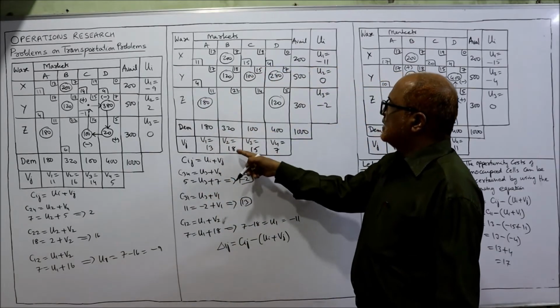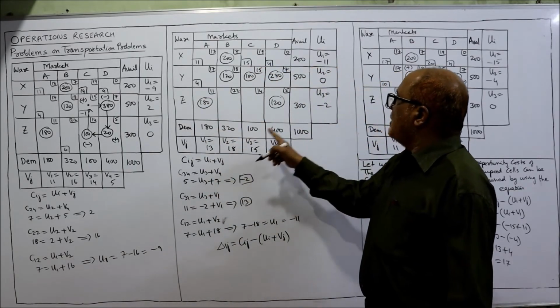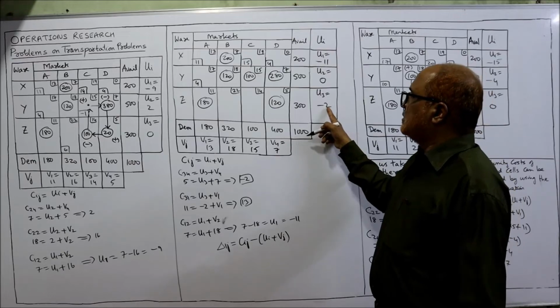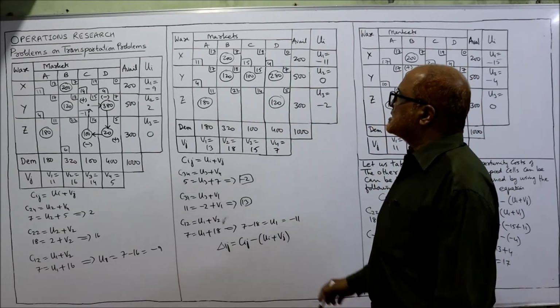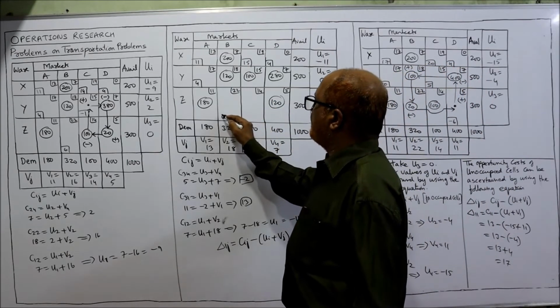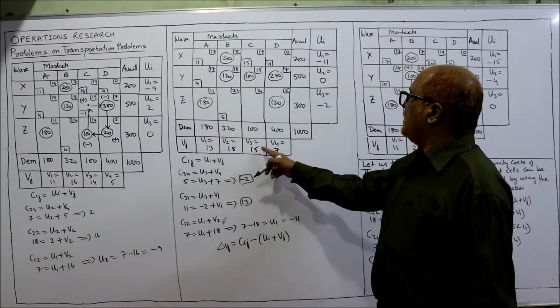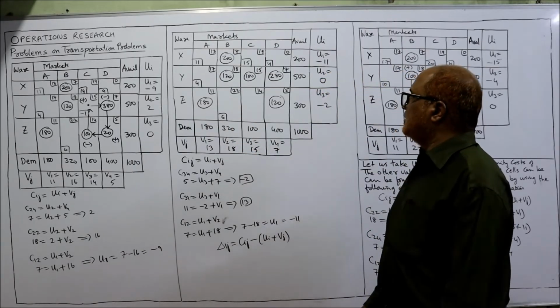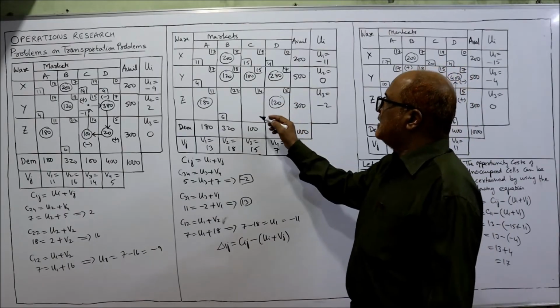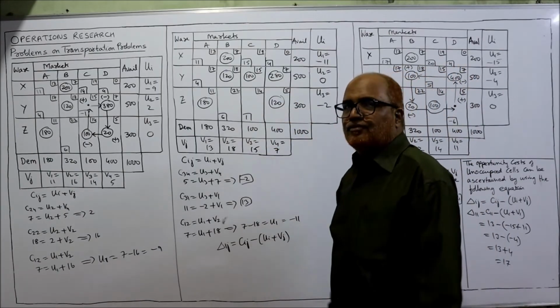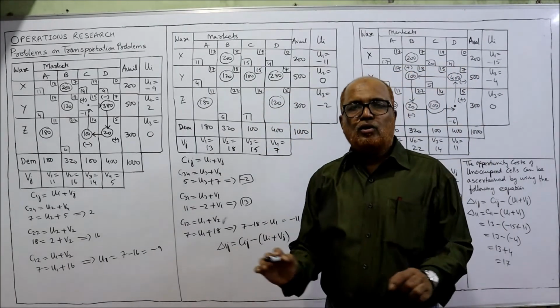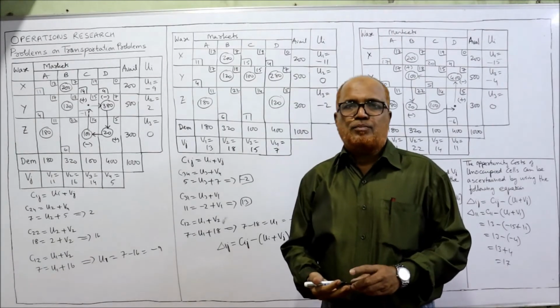Now this unoccupied cell, 22. 18 minus 2 is 16. 22 minus 16 is 6. Here 15 minus 2 is 13. 14 minus 13 is positive. Fortunately, all the opportunity costs are positive.